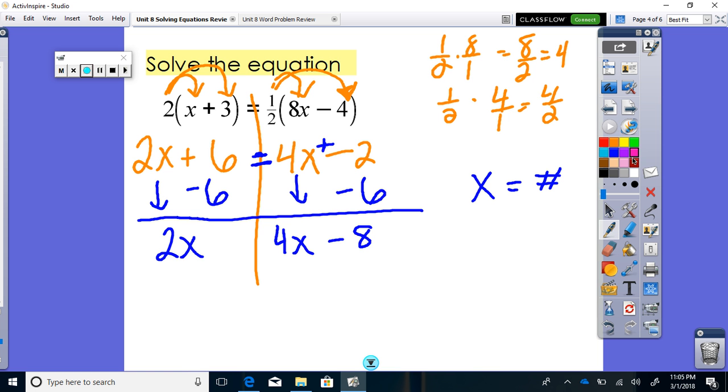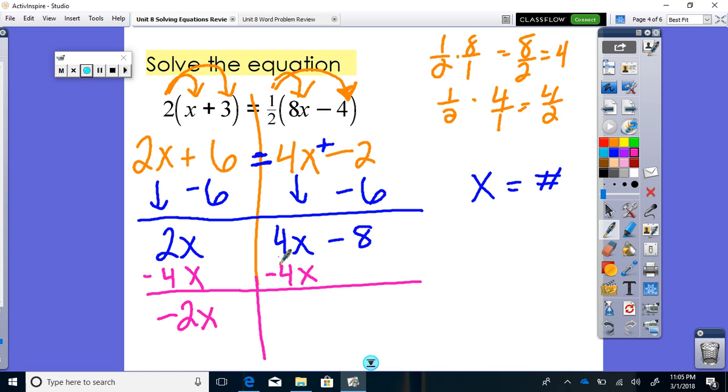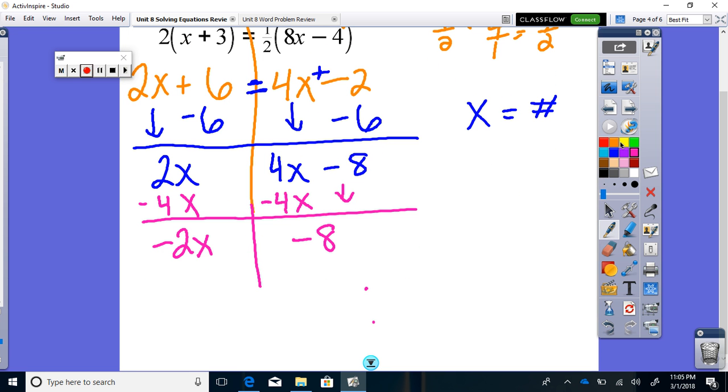Since I moved my constant numbers to the right side, I have to move my x numbers to the left. Since this is a +4x here, I will need to subtract 4x from both sides. And a +2 minus a 4 is going to be a -2x. And then this equals 0, the 4x minus 4x. So all I have here left is the -8. So I'm almost done. Then I have -2x.